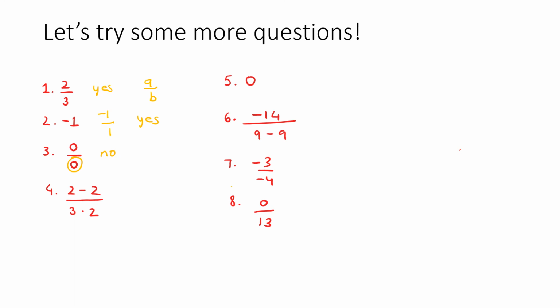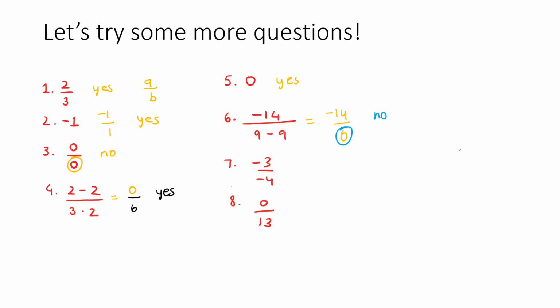Moving on, here we have to simplify it. 2 minus 2 is equal to 0, and 3 into 2 is 6, and so yes, it can be a rational number. Well, we already answered this, but 0 is a rational number. Once again, we have to simplify a bit here. This is -14 over 0. Look, we have a 0 in the denominator, and that's not allowed. It goes against our definition of a rational number, and so no, this is not a rational number.